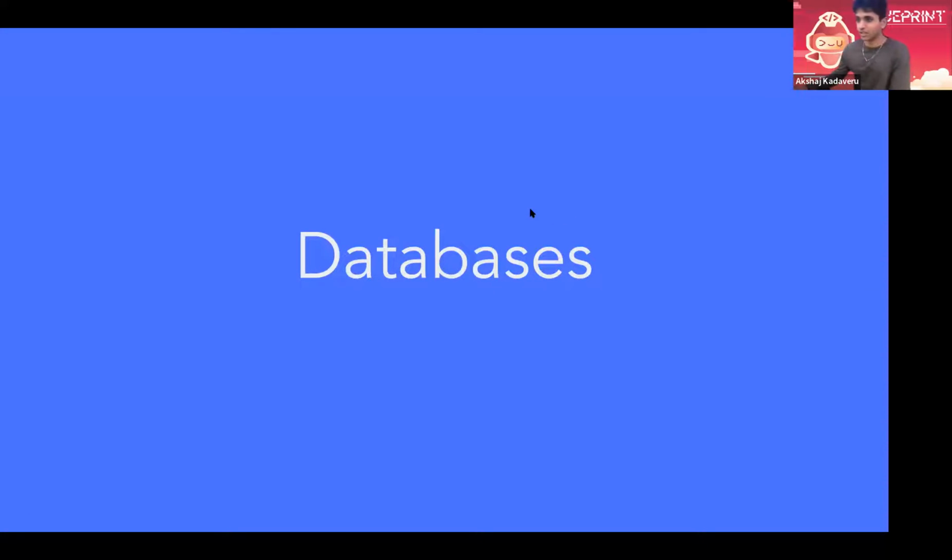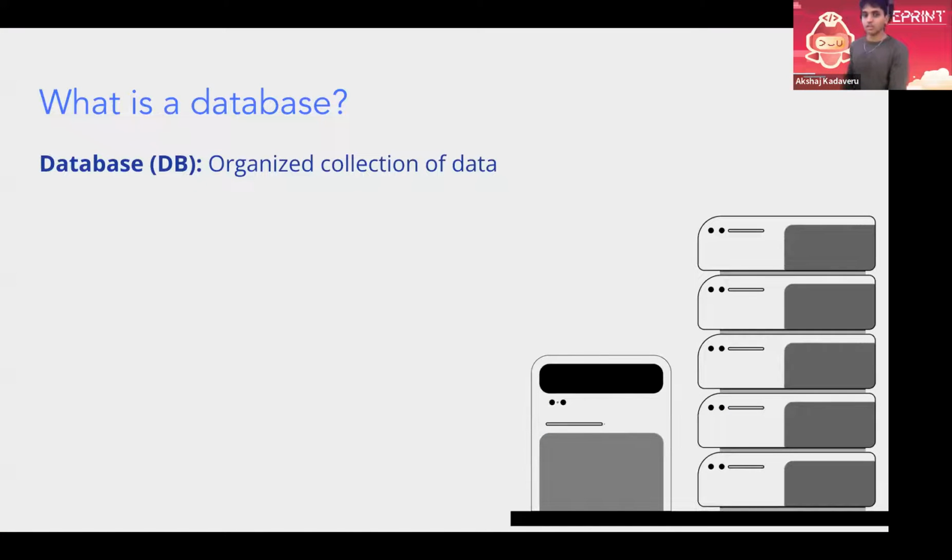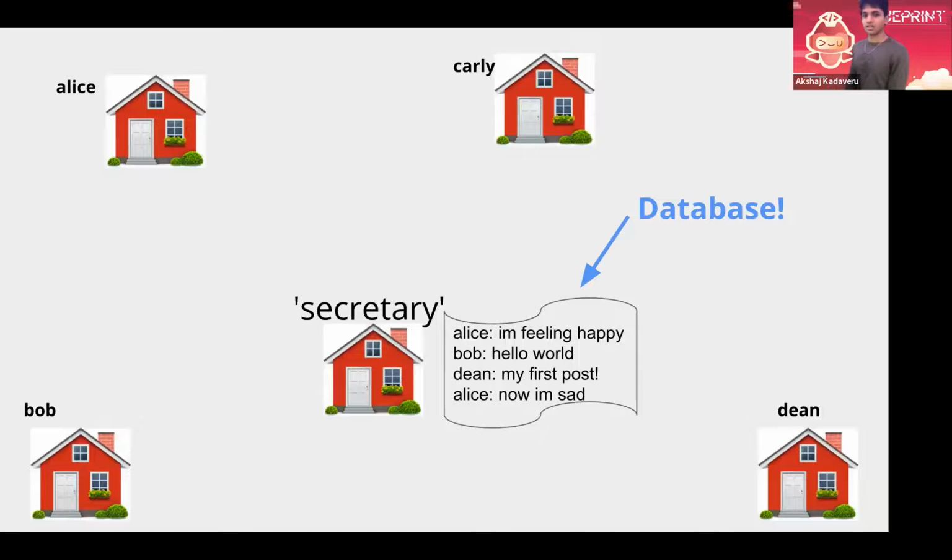Moving on then to databases. So what's a database? A database is where you store data. So if you think back to the earlier example, the secretary, if you remember, would store all of the posts that were made on Facebook. And the secretary would write this on their piece of paper, their scroll right here. And that's a database. That scroll represents a database.